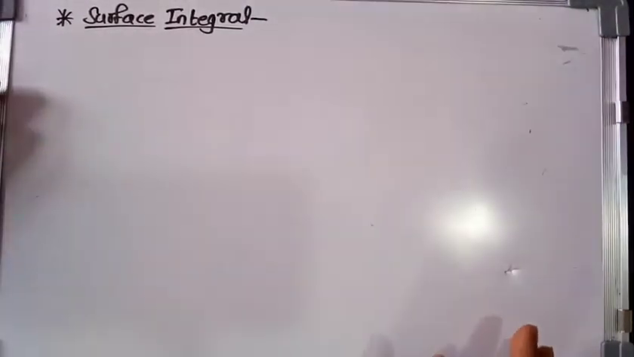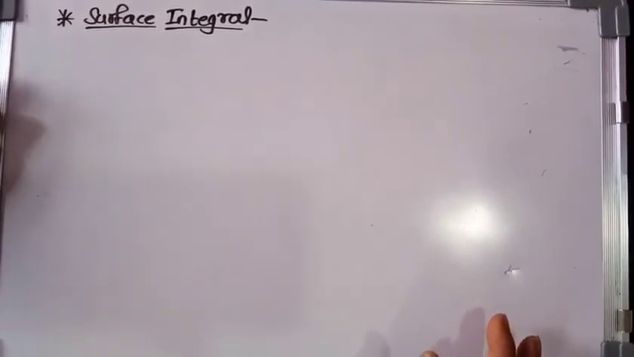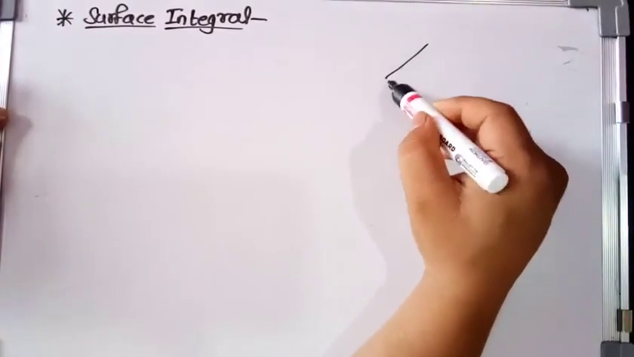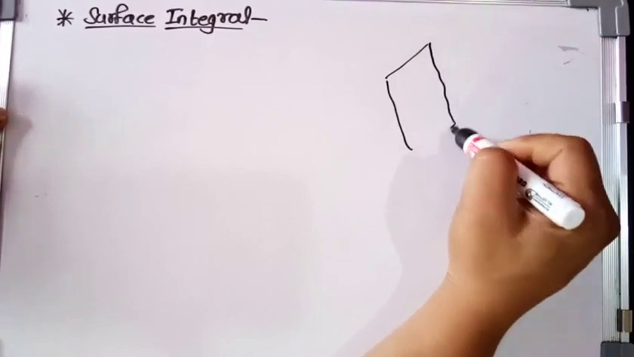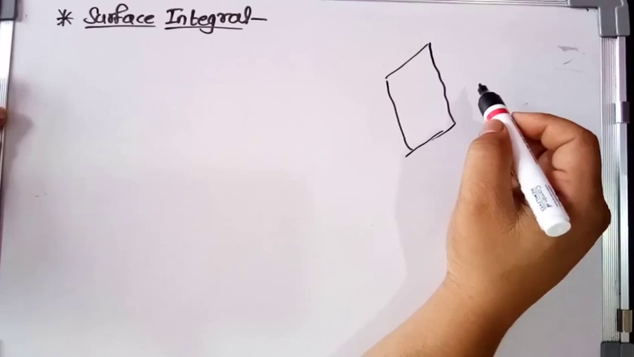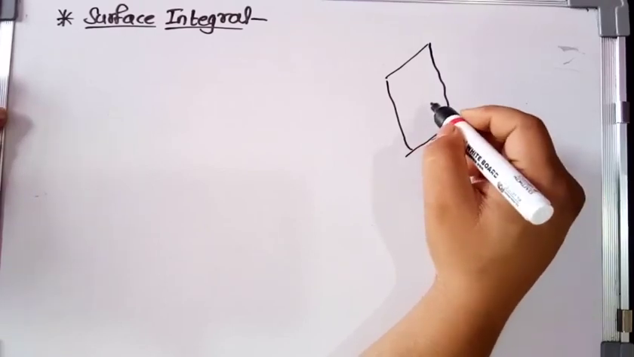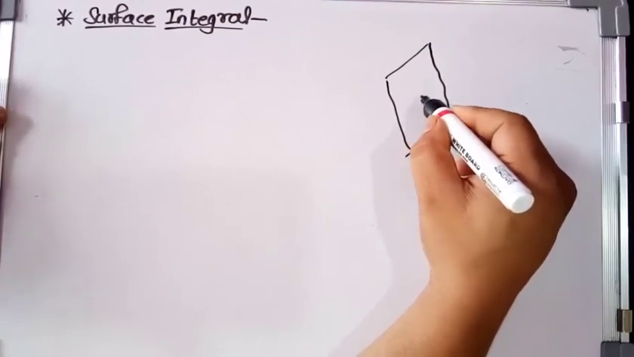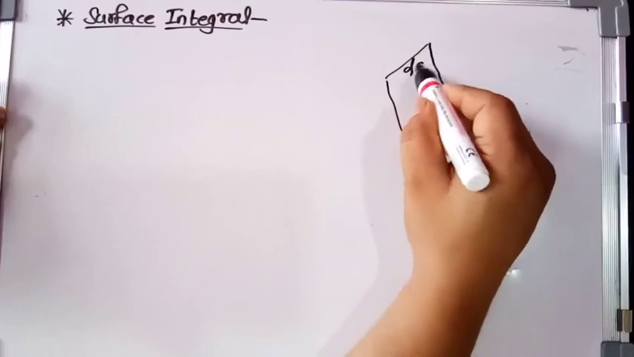Now turn towards the surface integral. Consider we have a smooth surface drawn in a vector field like this. The vector function is a continuously varying vector point function. At point P on the small surface element ds, this is the small surface element ds.